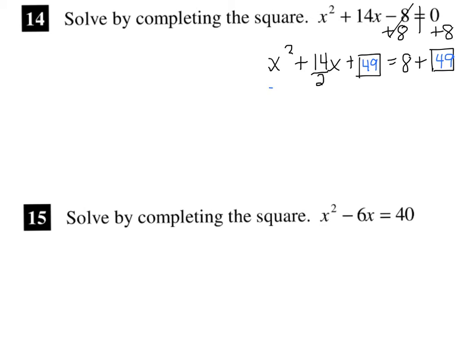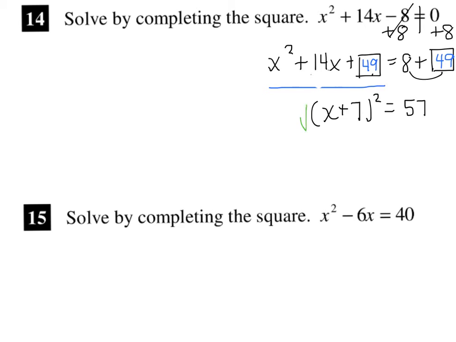Next, we're going to factor the left side. So everything I just underlined in blue, we are going to factor. And it's a perfect square. We just created it. So what factors of 49 add up to 14? x plus 7 and x plus 7. So (x plus 7) quantity squared is on the left, and 8 plus 49 is 57.